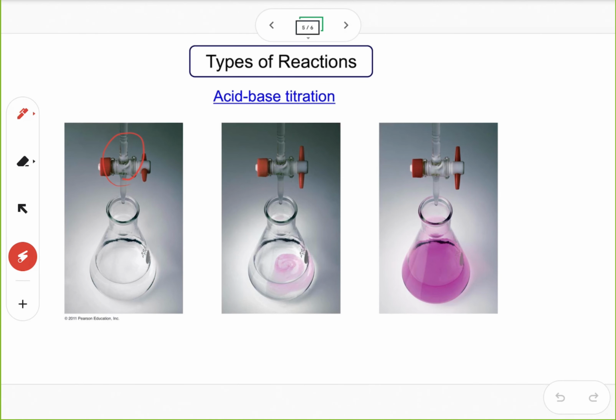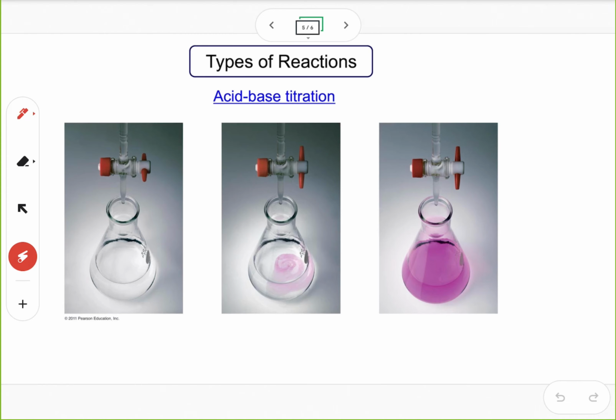If you have acid in the burette, then the receiving flask would be base. So you have a certain amount of acid and base, and before you start the titration, you need to add indicator to this solution. Indicator is a compound that can change color when the acid and base react with each other completely. In other words, the indicator will give you a color change when the reaction is over.